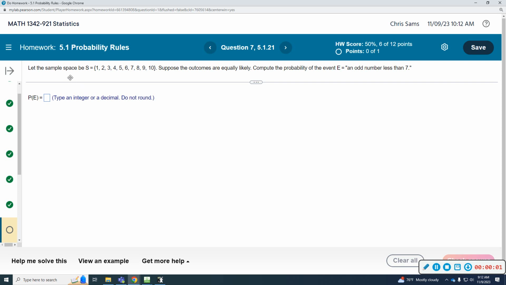All right, number 7, we have a sample space. We have the numbers 1 through 10. We're going to suppose all of these are equally likely. We're going to compute the probability of event E, an odd number less than 7. So an odd number less than 7.